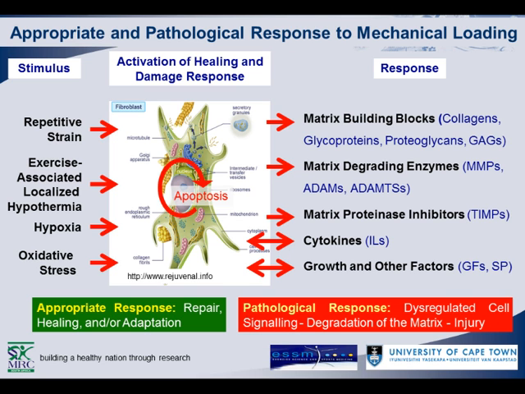And all of these mechanisms could potentially be involved or be altered, and therefore some people are at an increased predisposition to specific soft tissue injuries.